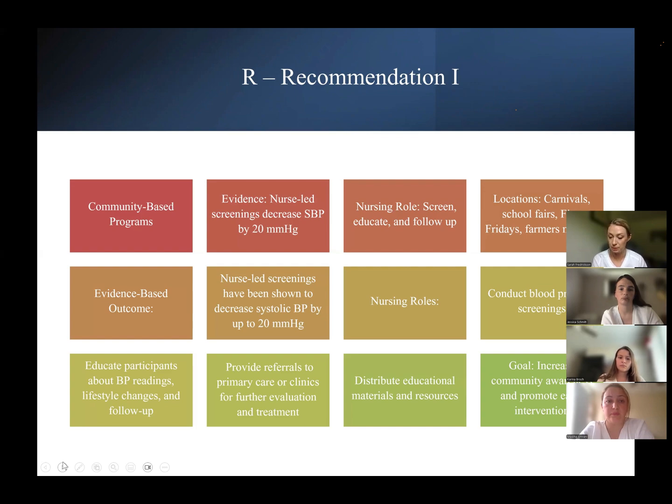Second recommendation is tech and reminders. So instilling education in patients with teach-back method on how to access their MyChart, how to access their lab results through Quest and LabCorp, as well as be able to communicate openly with their providers and care teams.